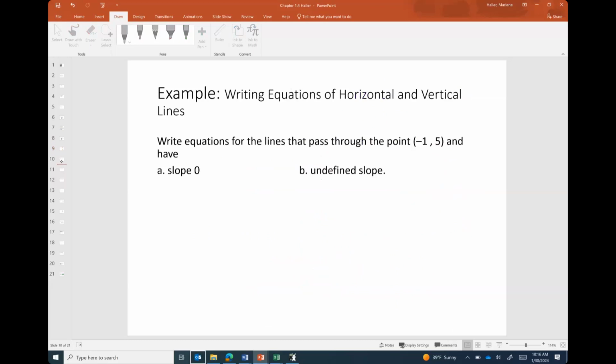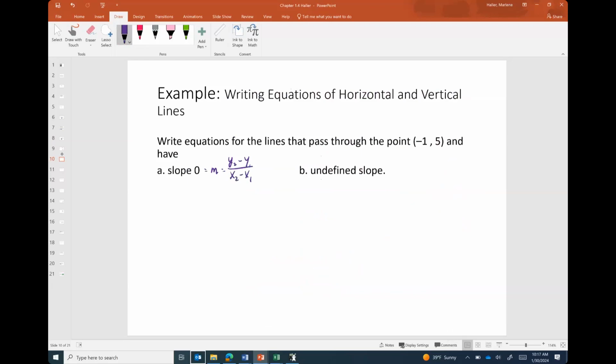All right, so the slopes of horizontal and vertical lines are interesting, right? If we have a slope of 0, what would a slope of 0 mean? Well, think about our slope formula. It's the difference in the y-coordinates of 2 points on the line over the difference in the x-coordinates of 2 points on the line. All right, so let's see.